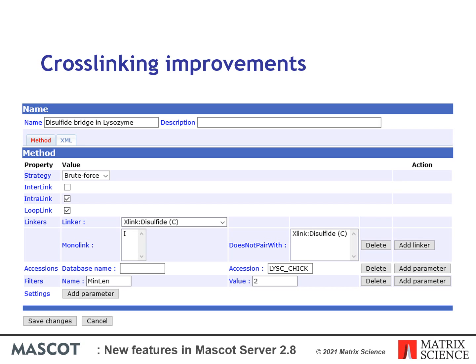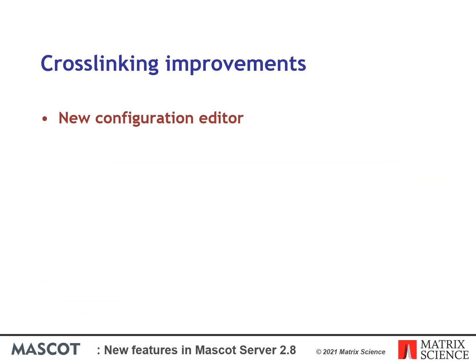You can tick the boxes to enable or disable interlinking, intralinking, and loop linking. The linkers are available in a drop-down menu, and any monolinks or directionality constraints can be chosen in the multi-select boxes. At the bottom are the accession settings and other filters.